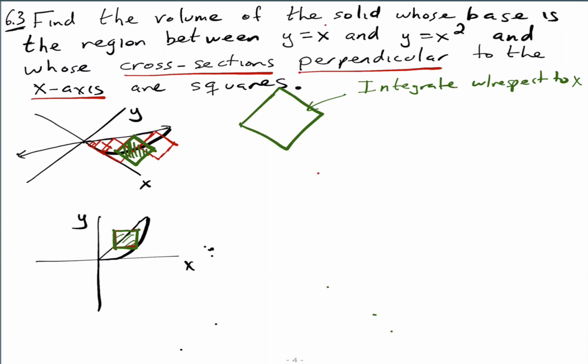Okay, now. So in this case, since it's a square, what do I need? I need the length, right? So this is a square, so to find the area, I need the length. So what's the length? The length is this distance right here, right? Or the height. The height is equal to the length. So what is that length right there?